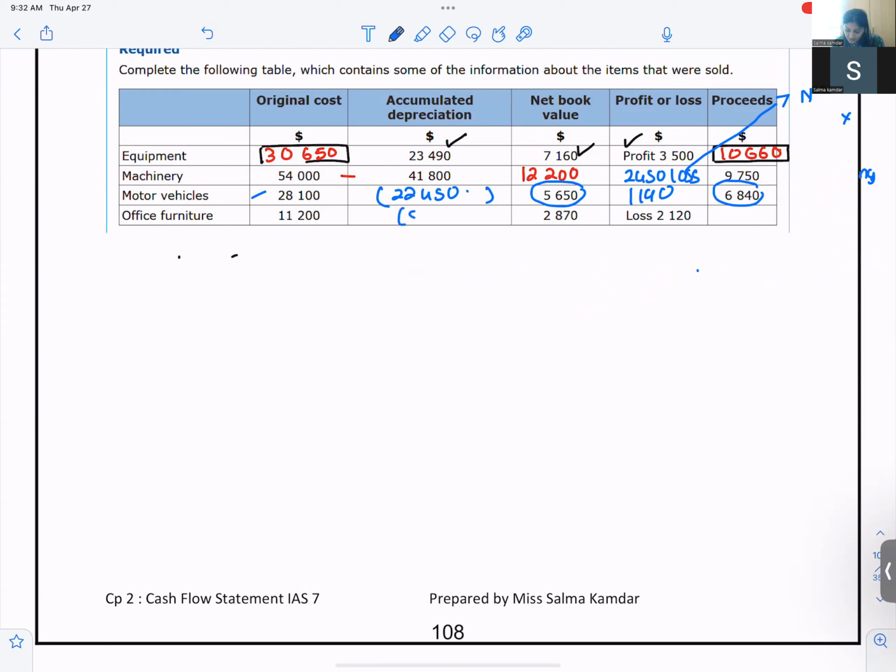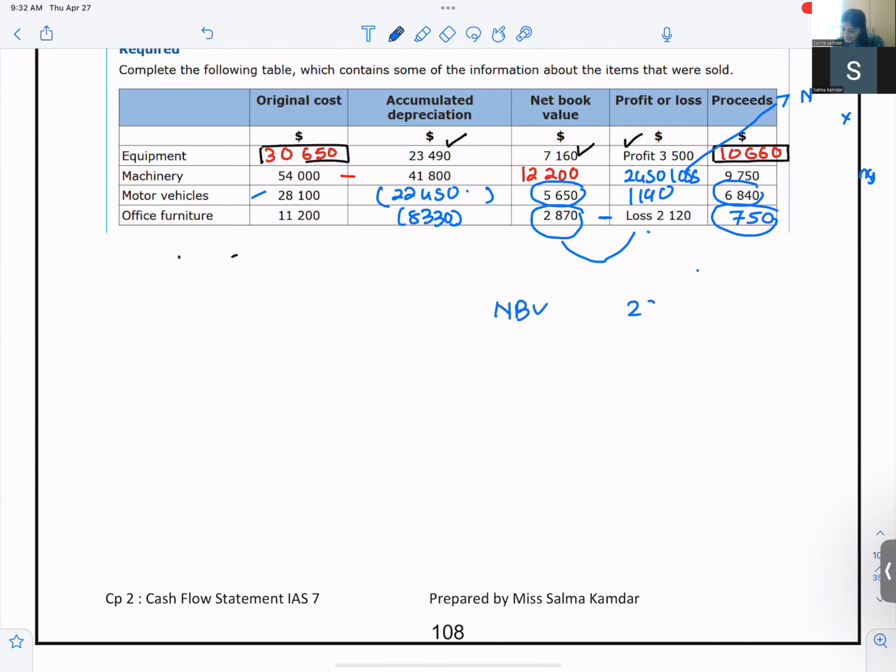Accumulated depreciation is 8330. This is the net book value. When I compare it with the selling price, I will get the profit or loss. So 2870 is the net book value. I have sold it at a loss of 2120. So from this I will minus the loss. That means I have sold it at 750.